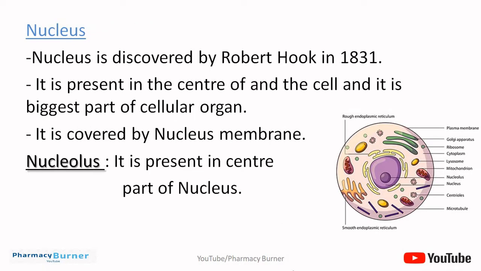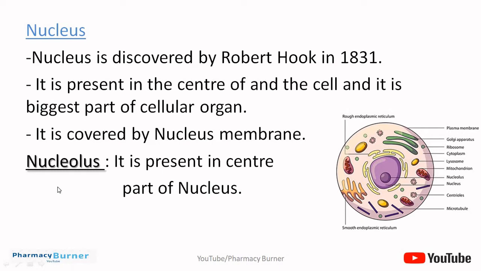Next is nucleus. In this picture, you can see the nucleus, which is the center of the cell, and a nucleolus, which is also in the center of the nucleus. So the nucleus was discovered by Robert Brown in 1831. It is present in the center of the cell and it is the biggest part of the cellular organelles. We can see the picture here. It is covered by the nuclear membrane.